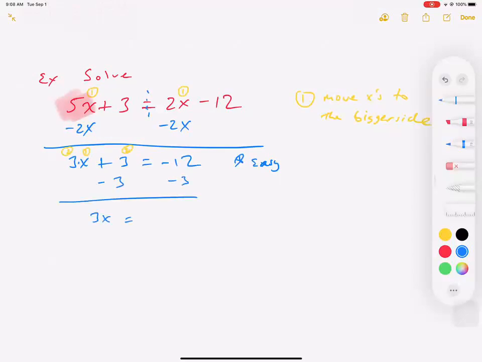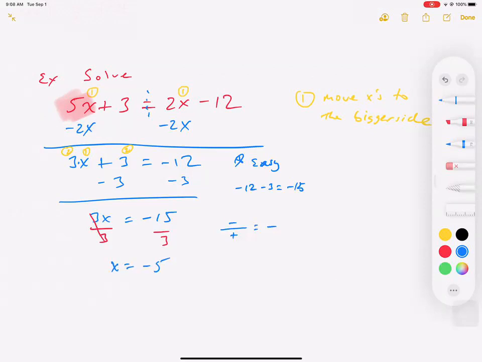3x equals negative 15. If you owe me 12 and you owe me 3 more, you owe me a lot of money. You owe me 15. Our last step here, what's the opposite of multiply by 3? The opposite of multiply by 3 is to divide both sides by 3. X is equal to 15 divided by 3, which is 5. And we want to bring in our negative sign because a negative divided by a positive is still a negative. If we only have one negative sign, we keep it.